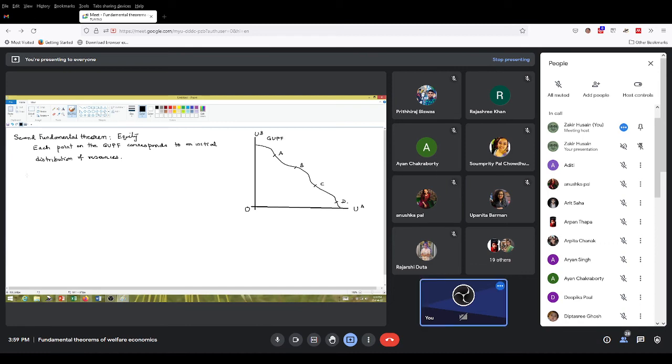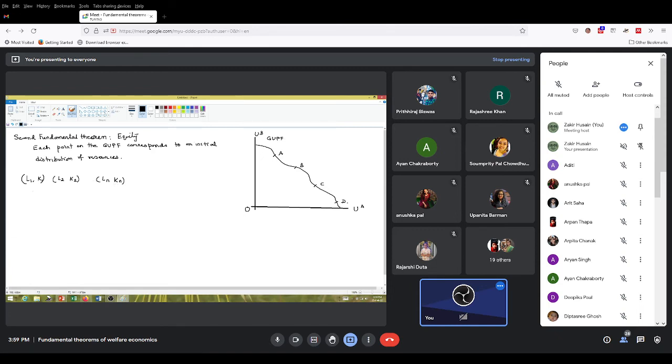Thank you. So that means they start off with a certain amount of endowment of labor and capital. Each household has a certain amount of labor, a certain amount of capital. This is the endowment. When I'm saying initial distribution of resources, I'm talking about this distribution.